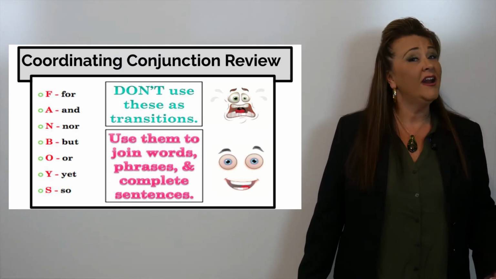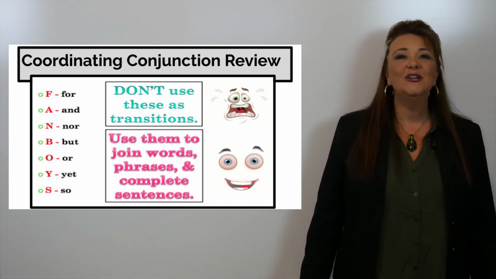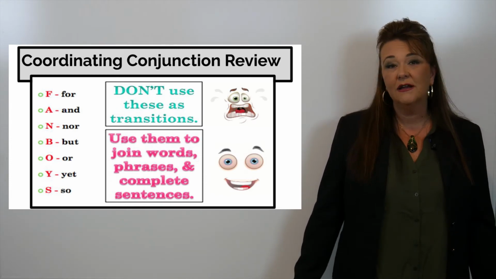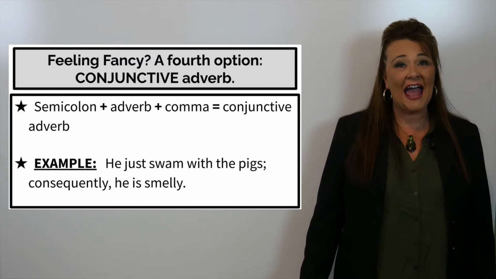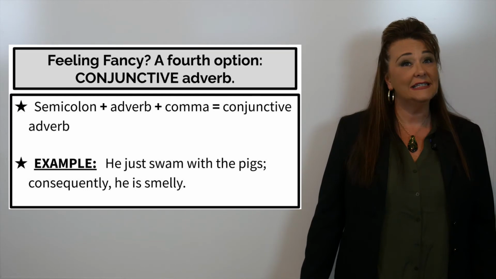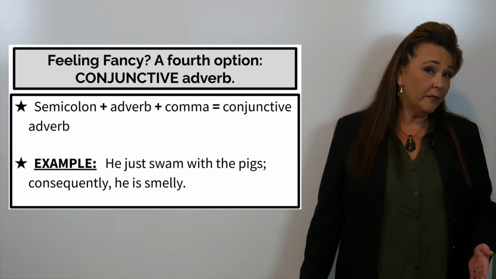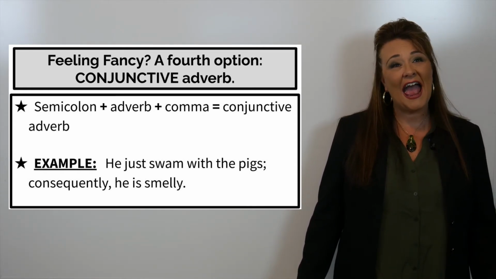Now, we cannot use conjunctions as transitions, but you can use them to join words, phrases, and complete sentences. Now, if you really want to get fancy, there's a fourth option, and we've touched on this a couple times before in the previous lessons. That's conjunctive adverbs. So again, the format for conjunctive adverbs is a semicolon, then the adverb, then a comma. When you put those together, you get a conjunctive adverb.